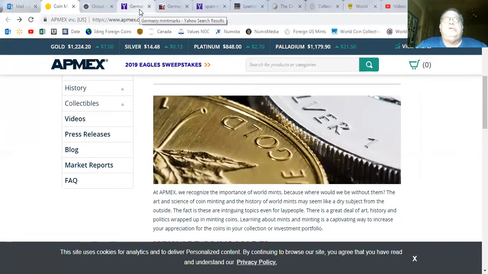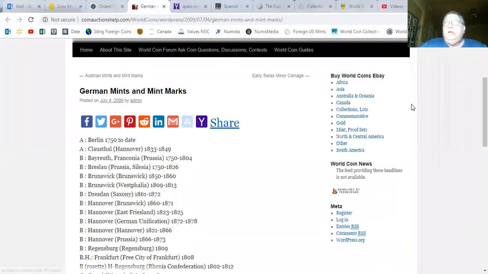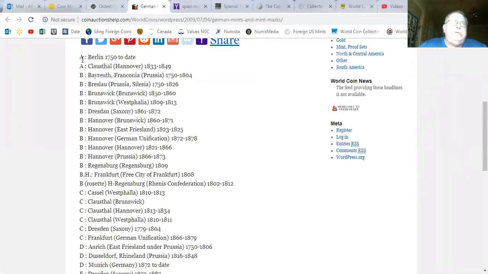So let's look at Germany, because that's not that one. Sorry. Close. There you go. Germany. I found this web page, which was pretty cool. And the A stands for the mint marks on the reverse of the coin, of each penny coin. You have to remember, Prussia owned a lot of different areas, you got Brunswick. Well, these are all the different mints right here and where they were located.